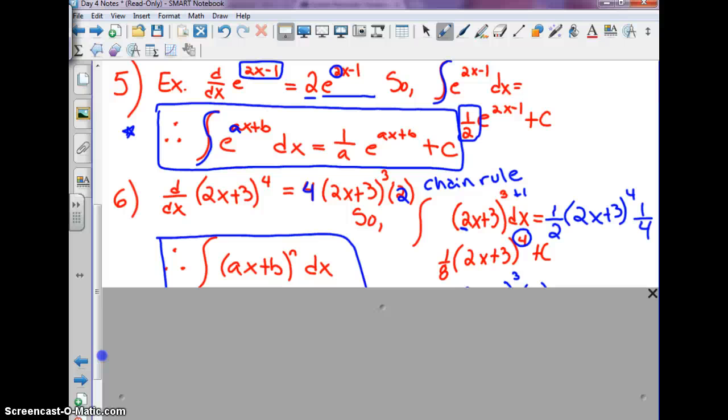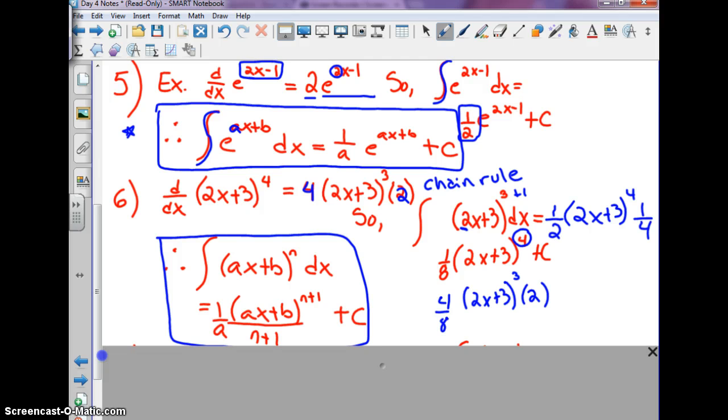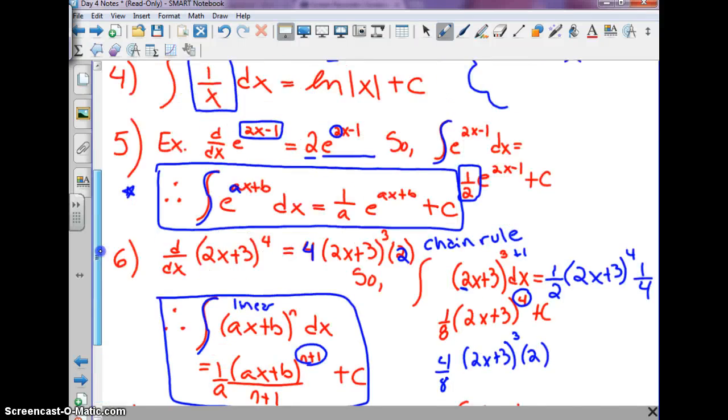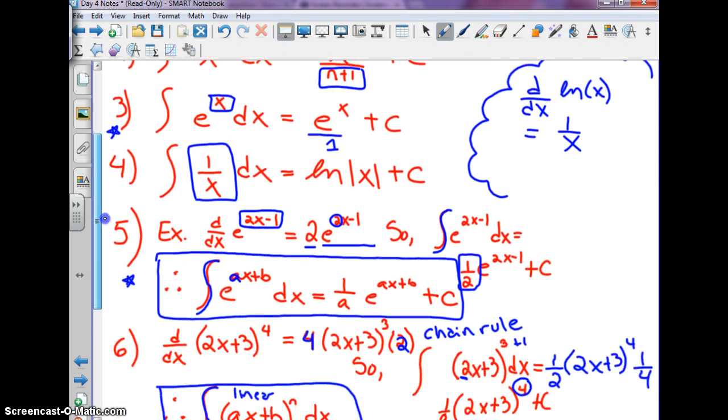All right? So in general terms, if I have the integral of a linear expression, remember this is a linear function here, ax plus b to the nth power, I'm going to not only divide by a, but I'm also going to divide by my exponent, n plus 1. And then simplify, of course. All right? So number 6 is very similar to rule number 2. 2 and 6 are both very similar.